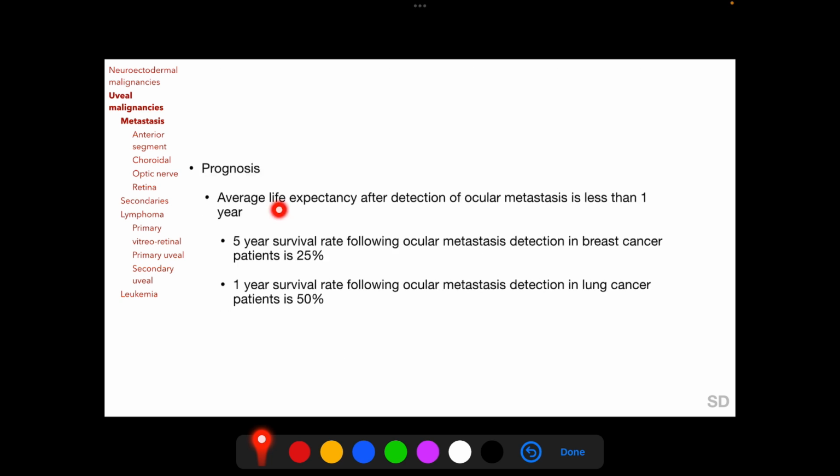Average life expectancy after detection of ocular metastasis is typically less than 1 year. 5-year survival rate following detection of ocular metastasis in breast cancer is said to be 25%, and 1-year survival rate following ocular metastasis detection in lung cancer patients is said to be 50%.